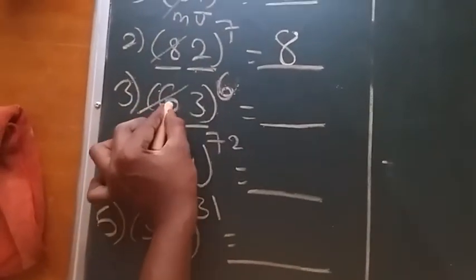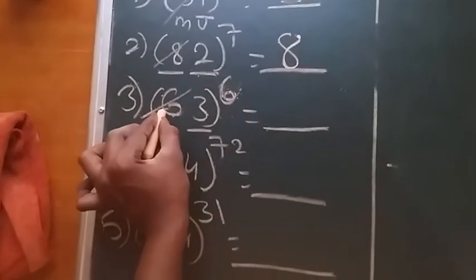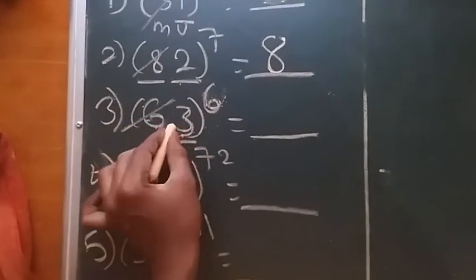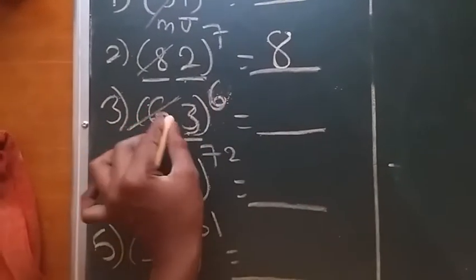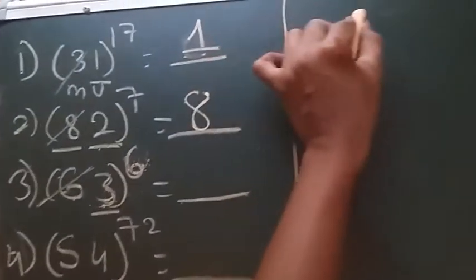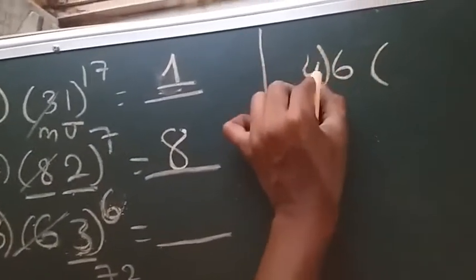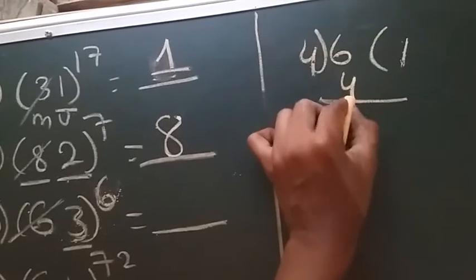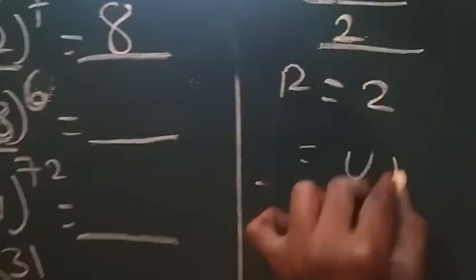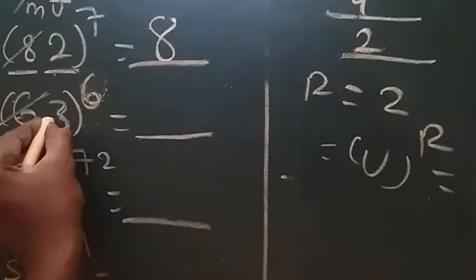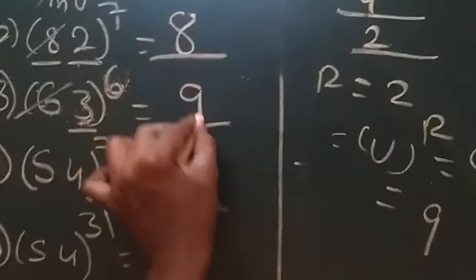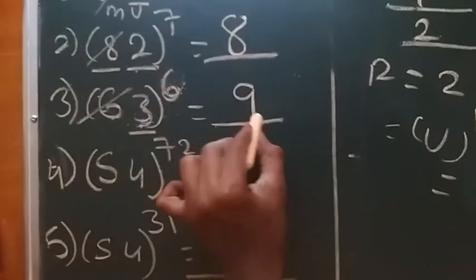See the third one, 63 whole power 6. Here m is 6. We need to forget about m. And here u is 3 and the power is 6. Whenever the units place u is 3, divide the power by 4. Here the power is 6. Divide the power by 4. 4 ones are 4. 6 minus 4 is 2. Here the remainder is 2. Calculate u power r. Here u is 3. 3 squared means 9. The units place for 63 whole power 6 is 9.